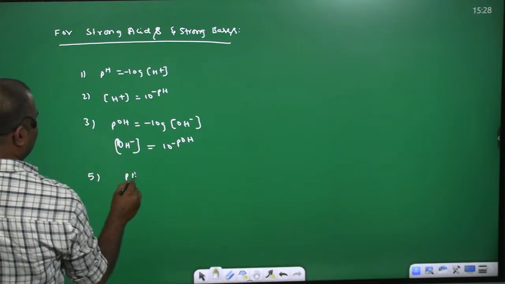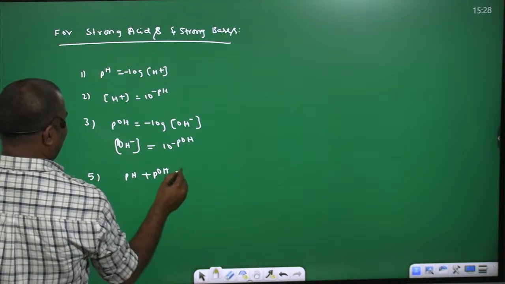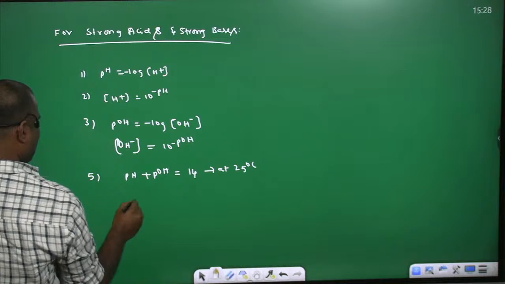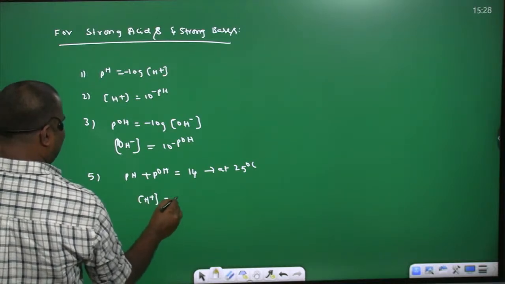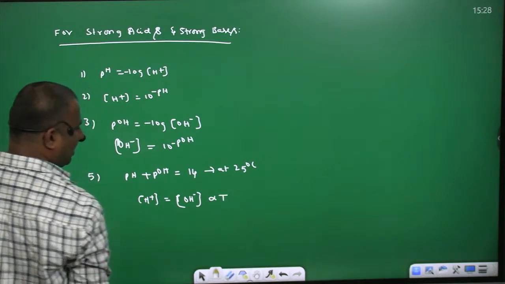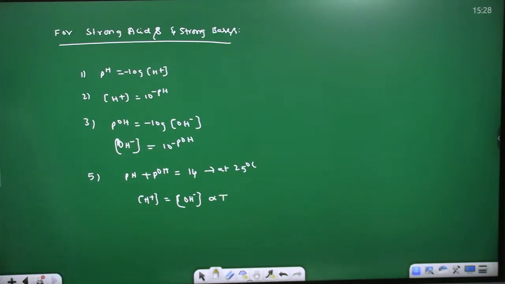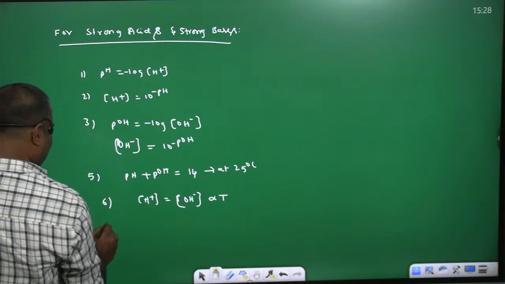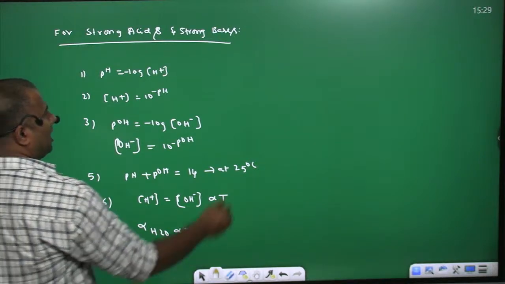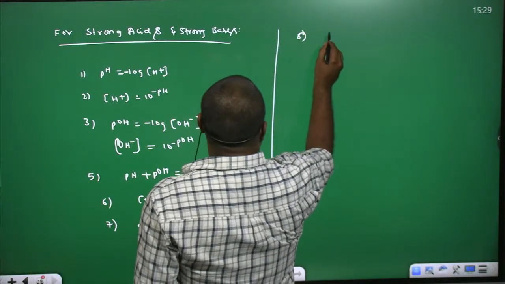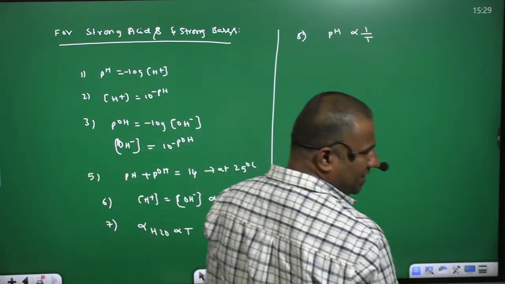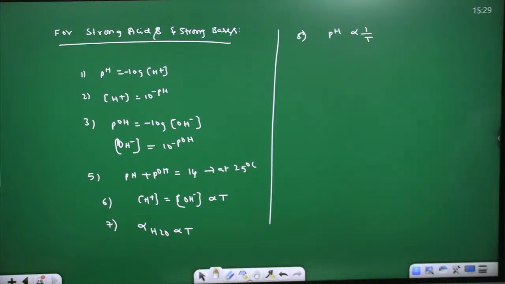The pH plus pOH for any compound equal to 14. This is exactly at 25 degrees centigrade. The concentration of H plus and concentration of OH minus can both increase with increase in temperature. So the degree of dissociation of water is directly proportional to the temperature. So the pH of water is inversely proportional to the temperature. pH or pOH is inversely proportional to temperature.